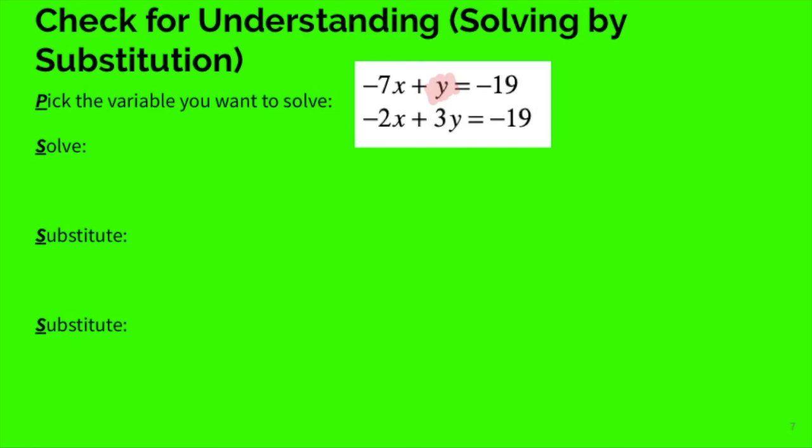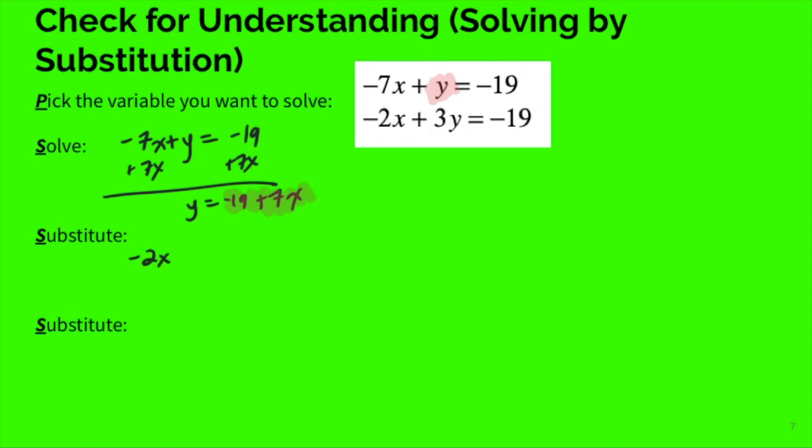Okay. So I have -7x plus y equals -19. I'm going to solve for y, so I'm going to add 7x on both sides. I get y equals -19 plus 7x. Great. So now I can take this expression that I just solved for, this negative 19 plus 7x, and I can just substitute it into my second equation for y. So I have negative 2x plus 3, and instead of writing y, I'm going to substitute in this negative 19 plus 7x. And then this equals negative 19. Great. So now I just have to distribute.